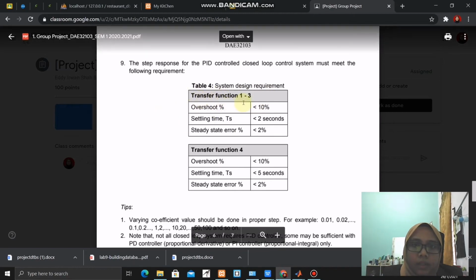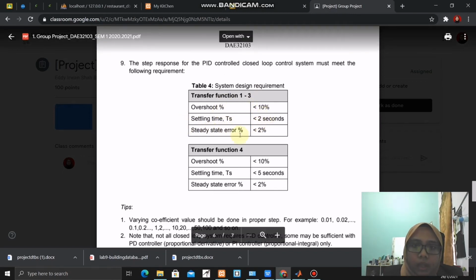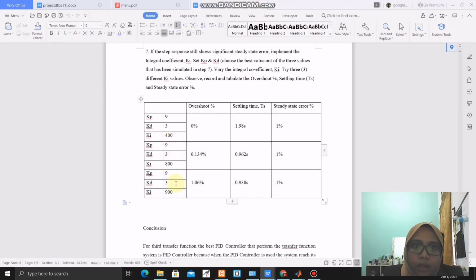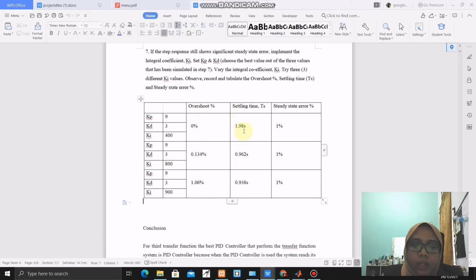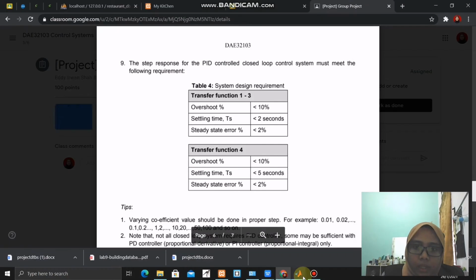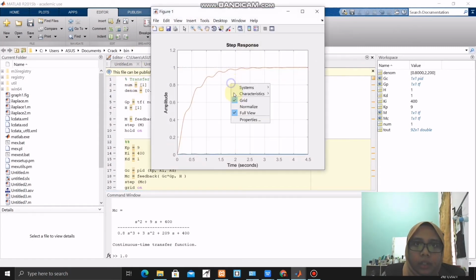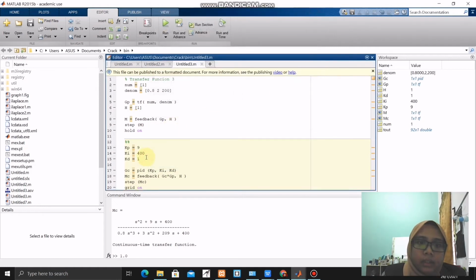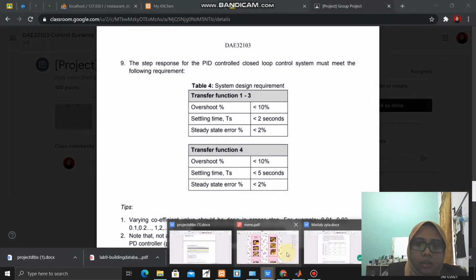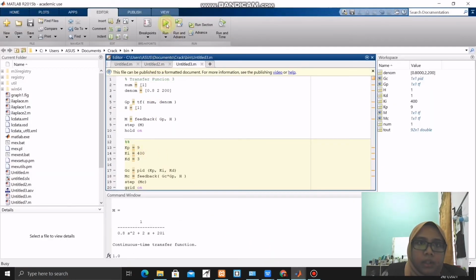Here you can see that for transfer functions 1 to 3, the requirement is overshoot below 10%, settling time below 2 seconds, and steady state error below 2%. So I choose 400, 800, and 900. You can see that the overshoot is 0%, settling time is 1.98 seconds, and steady state error is 1%. If I put KP 9, KD 3, and KI 400.